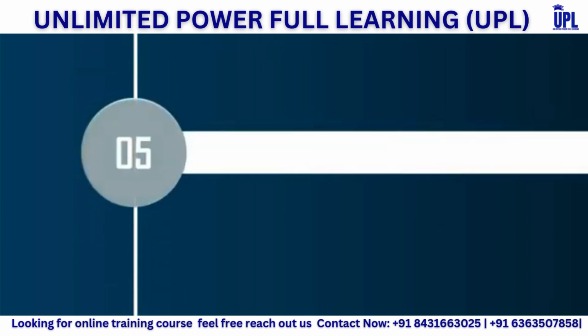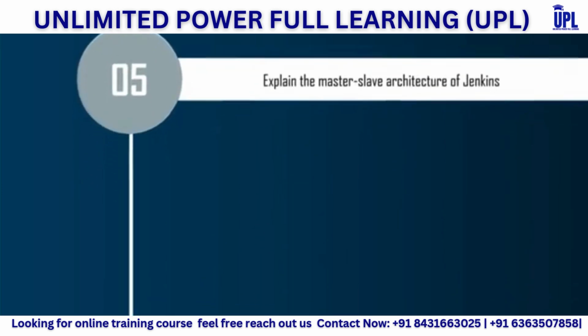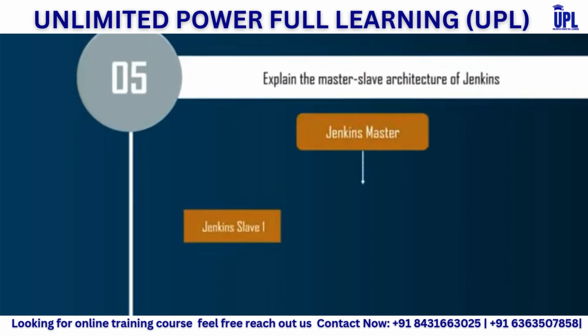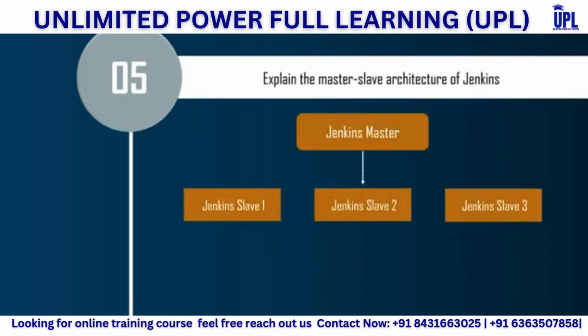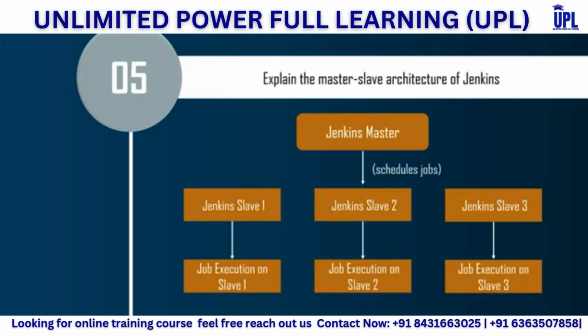And the next question is, explain the master-slave architecture of Jenkins. In the Jenkins master-slave architecture, Jenkins has a central controller called the master and multiple worker machines referred to as slaves. The master is responsible for managing job scheduling, configuration, and storage of job definitions and build history. On the other hand, the slaves are worker machines that execute tasks. They run Jenkins agents which communicate with the master, receive job instructions, run the jobs locally, and report the job progress and results back to the master.